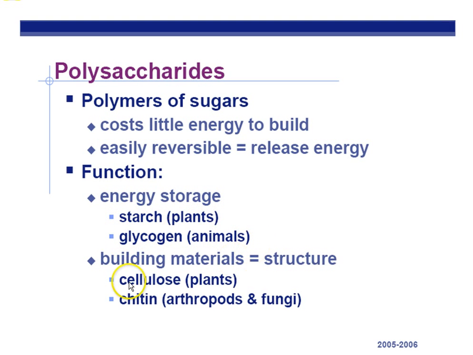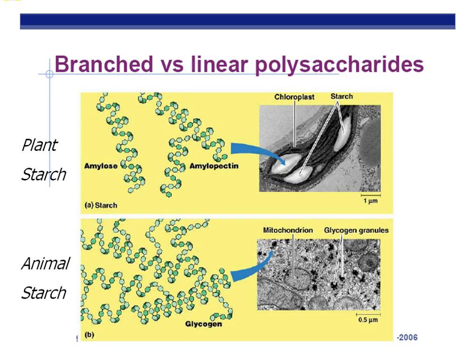The function of polysaccharides is energy storage: starch in plants, also called amylose, and glycogen, also called animal starch, in animals. They're also used as building materials: cellulose in plants, and chitin in arthropods and fungi. Chitin is the modified sugar chains, a polysaccharide, many sugars, that makes up the exoskeleton of arthropods like insects. It's interesting to think that insect exoskeletons are actually made of sugar.